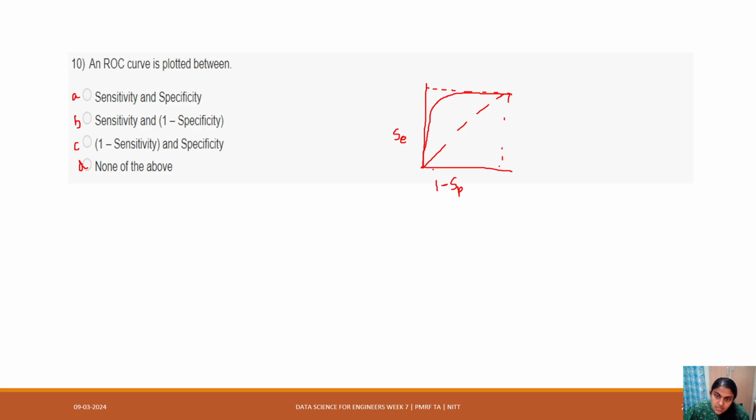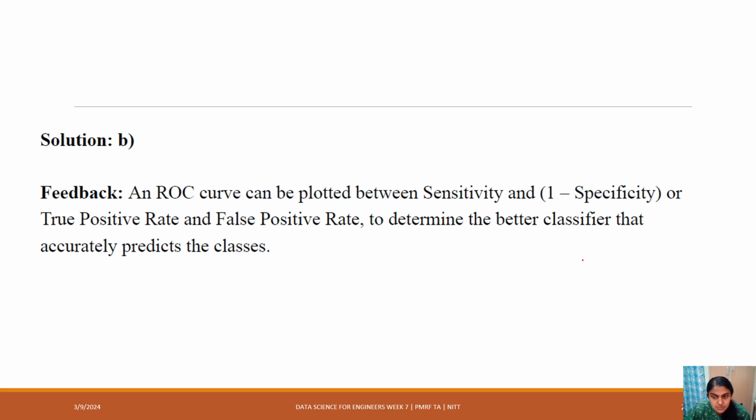The total area under the curve is given as the receiver operating characteristics area under the curve. If it is between 0.8 and 1, then you can say you have a very good classification model. If it's lesser than that, your model prediction is not good. So this is another metric which shows whether your model is good or not. An ROC curve can be plotted between sensitivity and 1 minus specificity, or the true positive rate and false positive rate, to determine the better classifier that actually predicts the classes.